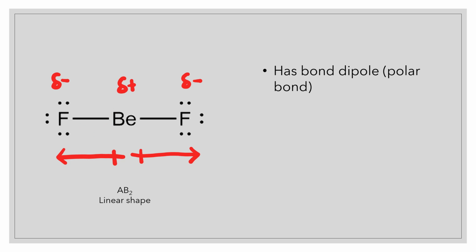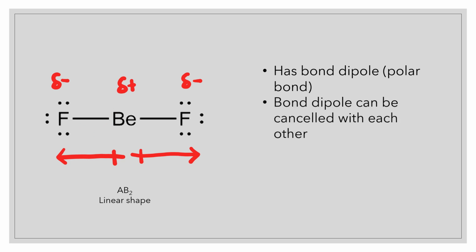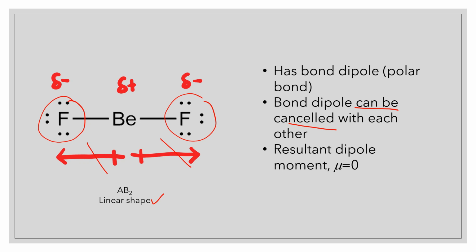So this bond has bond dipole, which is polar bonding. So bond dipole here can be cancelled with each other. Why can it cancel? Because this is basic shapes with same terminal atoms. So this bond dipole can simply be cancelled with each other. So resultant dipole moment mu will equal 0. So this will be nonpolar molecule.